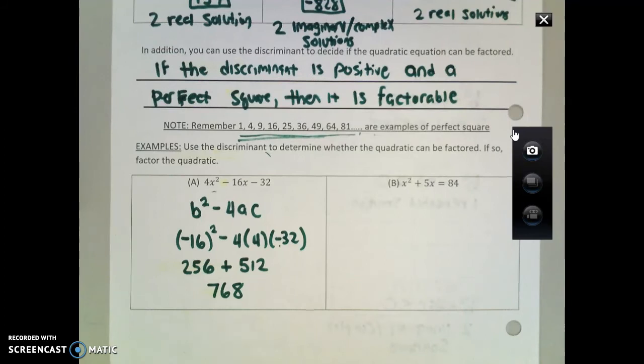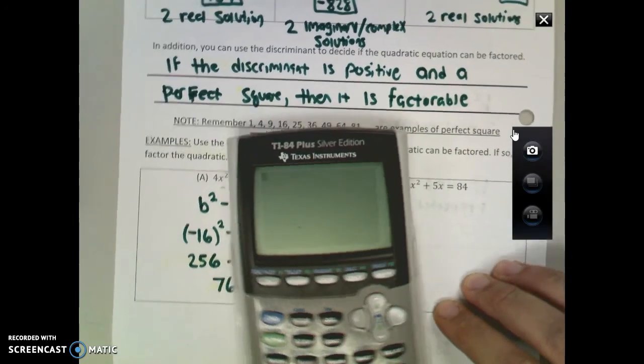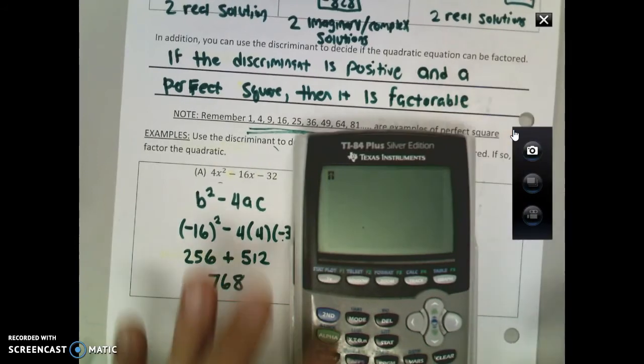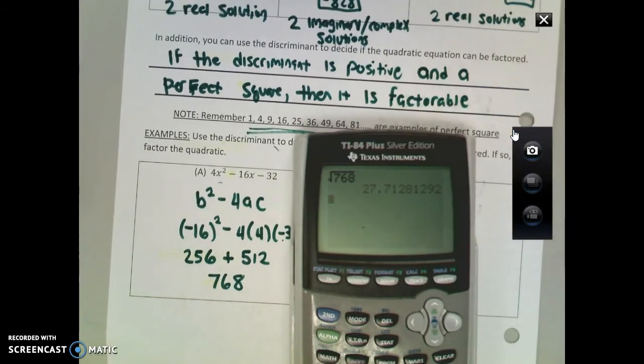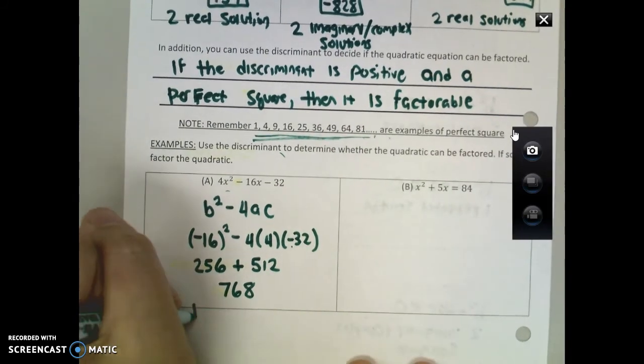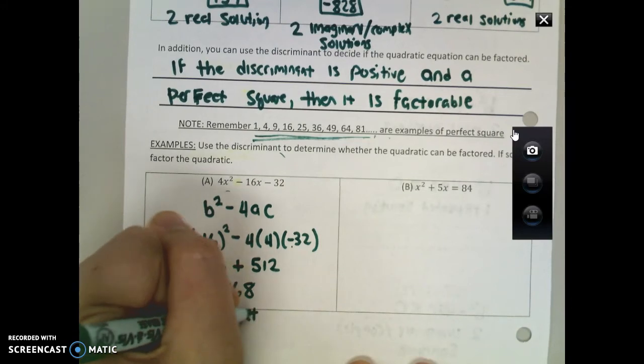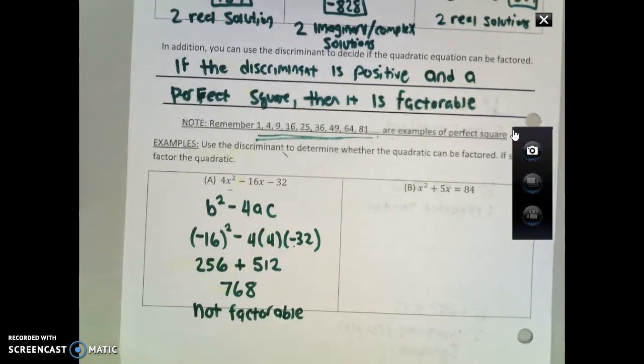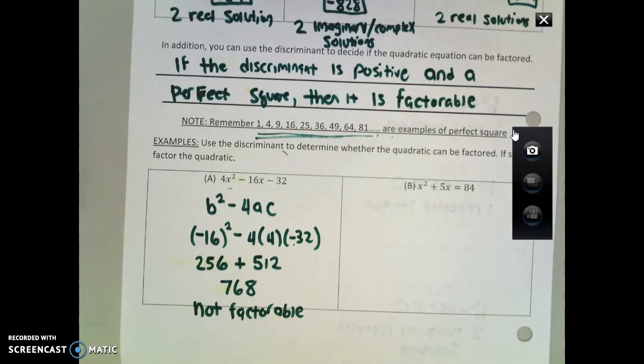So we know that this is going to give me two real answers by our discriminant. But will this give us a factorable problem here? What we need to look at is, in the calculator, it's just as easy to do this. Simply take the square root of 768. When I do that, I get 27.71. What that tells me is that this would not be factorable. So the answer would be not factorable, which means I probably am going to use the quadratic formula if I had to solve this.